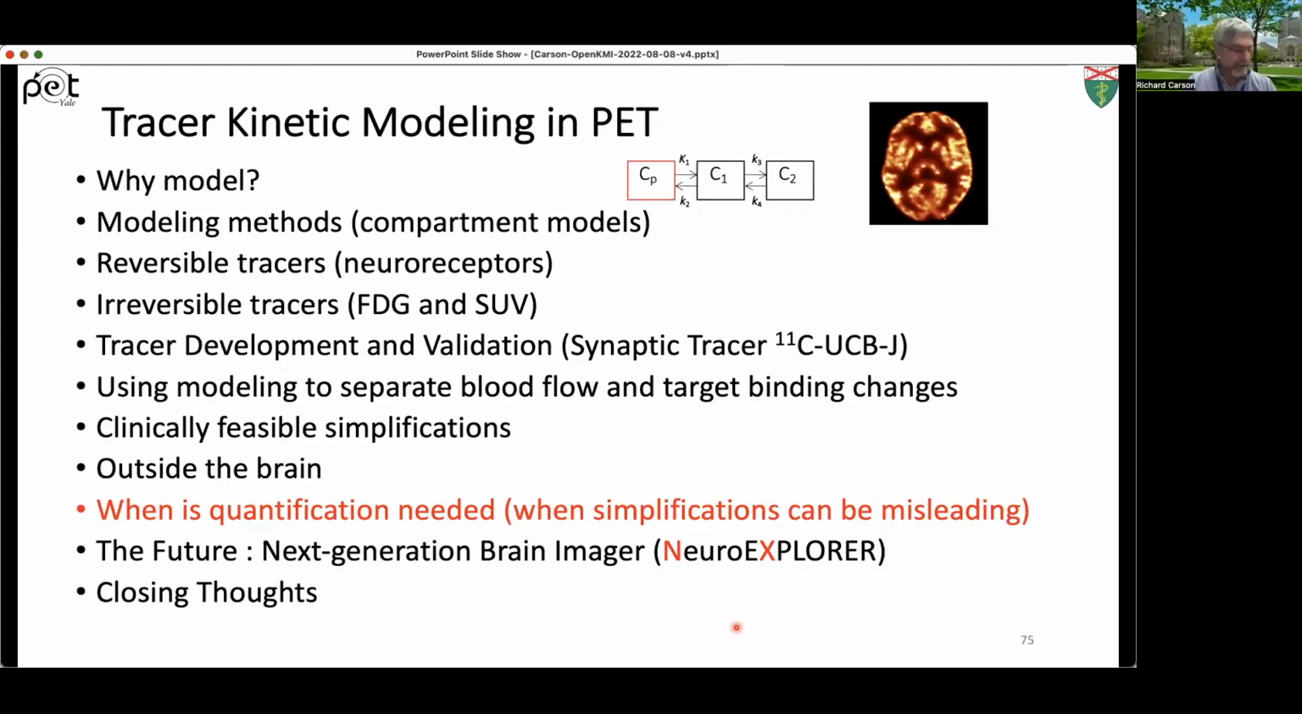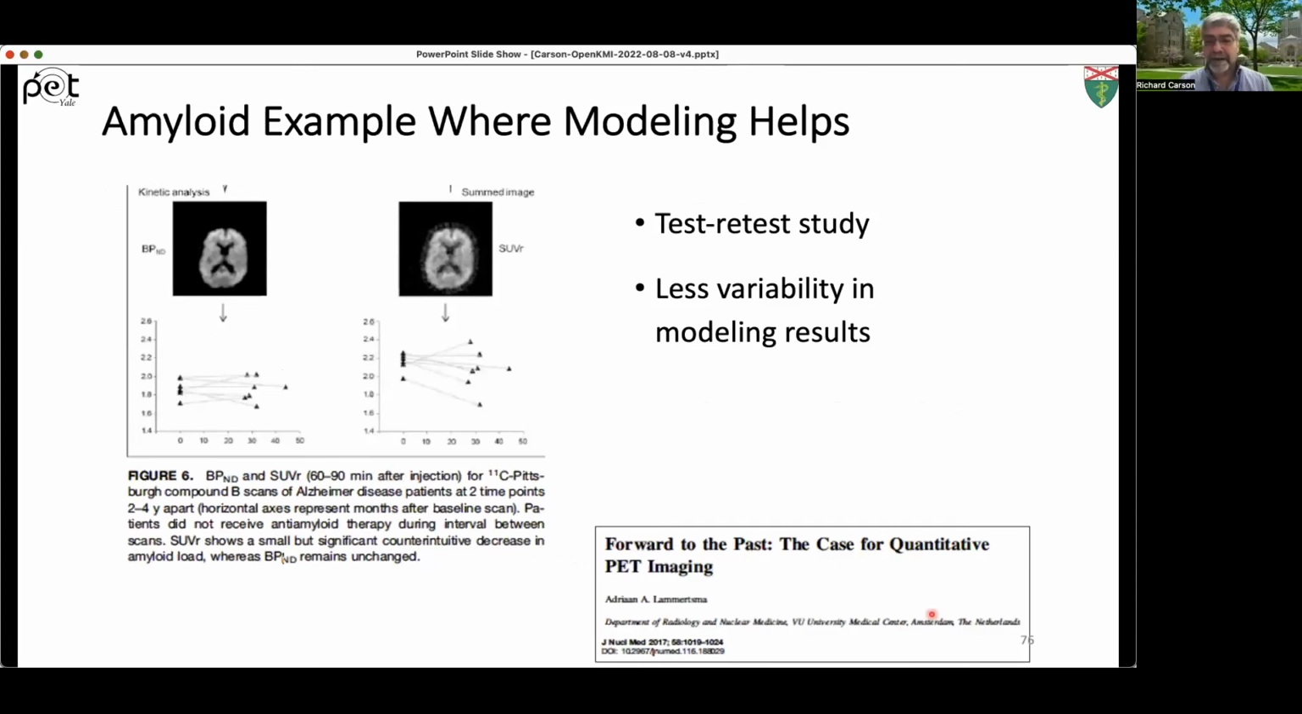So now some examples I'd really like to push through in terms of the trade-off between not modeling and modeling. And I really call your attention to this great paper by Adriaan Lammertsma, now about 5 years old, really looking at the comparison. Here's one example where we looked at test-retest for amyloid. If they just use an SUVR, that value on average had no change in this population, but it was much more variable than when they used the modeling measure here, looking at the DVR. And again, you see the little overestimate that SUVR was doing for DVR.